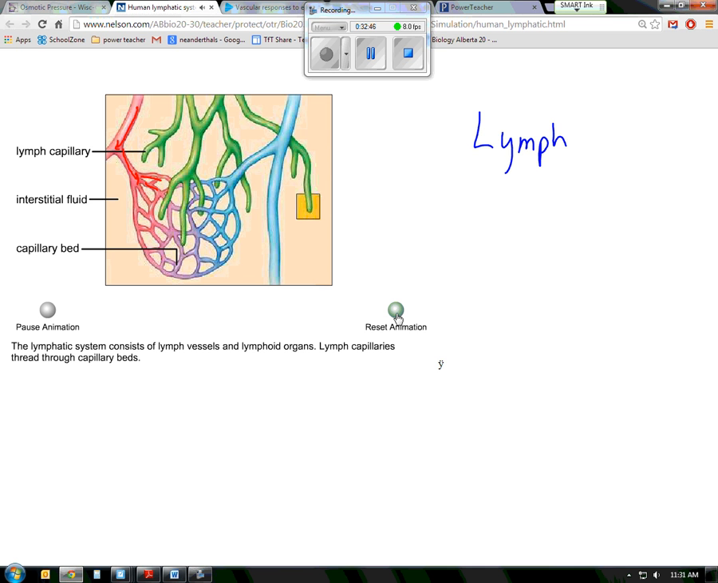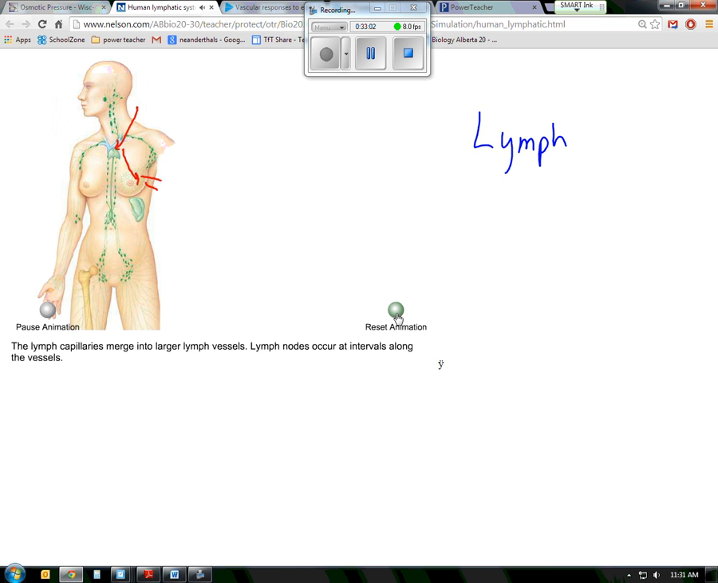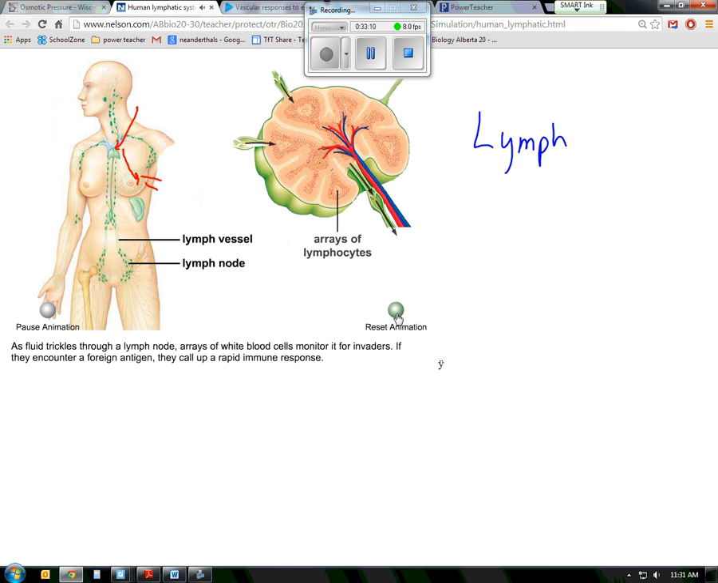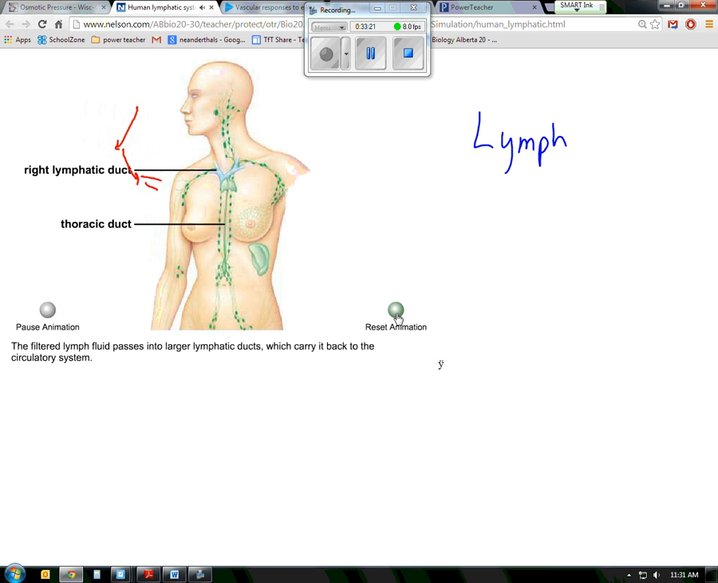The lymphatic system consists of lymph vessels and lymphoid organs. Lymph capillaries thread through capillary beds. Fluid and plasma proteins that leak out of the capillaries enter the tips of lymph capillaries. The lymph capillaries merge into larger lymph vessels. Lymph nodes occur at intervals along the vessels. As fluid trickles through a lymph node, arrays of white blood cells monitor it for invaders. If they encounter a foreign antigen, they call up a rapid immune response. The filtered lymph fluid passes into larger lymphatic ducts, which carry it back to the circulatory system.